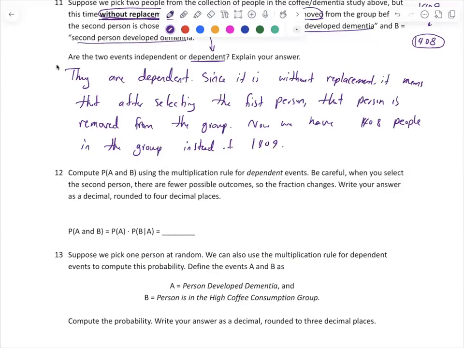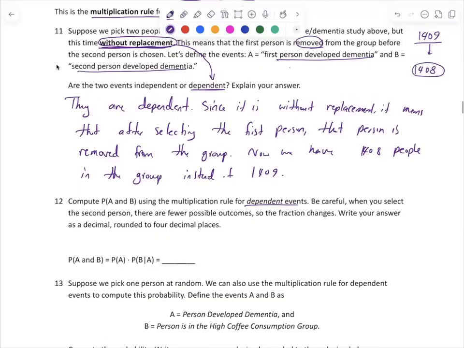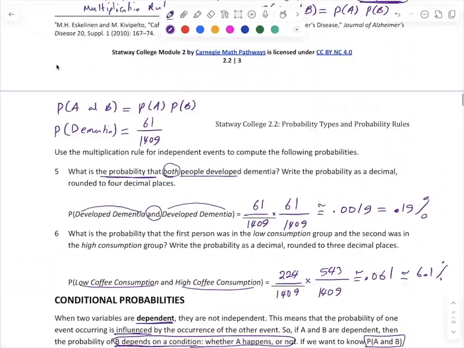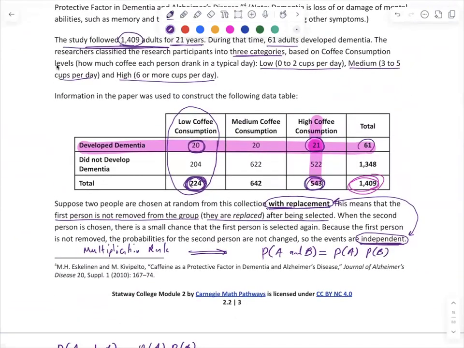Now let us compute the following. Compute the probability of A and B using the multiplication rule for dependent events. Be careful. When you select the second person, there are fewer possible outcomes, so the fraction changes. The probability of A and B: the first person develops dementia and the second person develops dementia. First, let's find the probability that the first person developed dementia. How many people actually developed dementia? Let's go back to our table. The number of people who actually developed dementia in the group was 61. 61 out of 1,409.